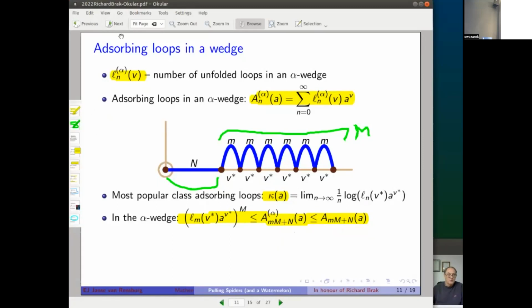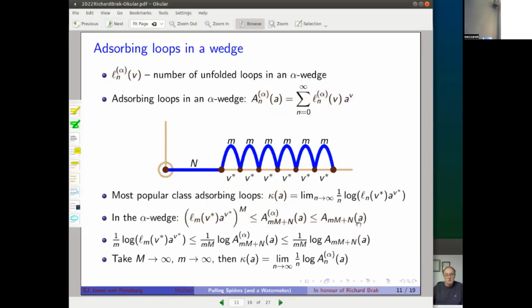Now what you do is you take the logs of this. So you take the logarithms of this, and after the division by m times m, it gives you the string of inequalities. Then you first take m to infinity, so the number of these loops to infinity, and after that you can take little m to infinity, and that gives you this critical result, which is that adsorbing loops inside the wedge has free energy kappa of alpha, or kappa of a.